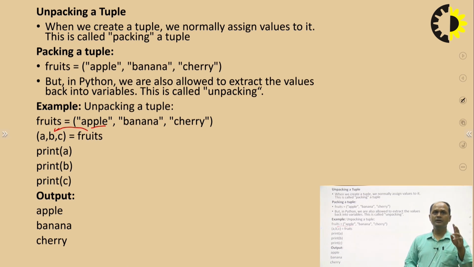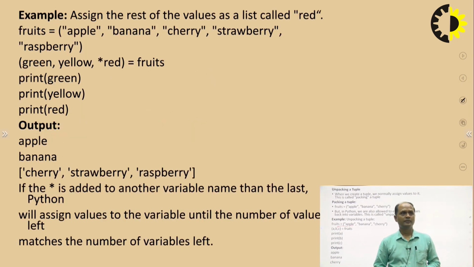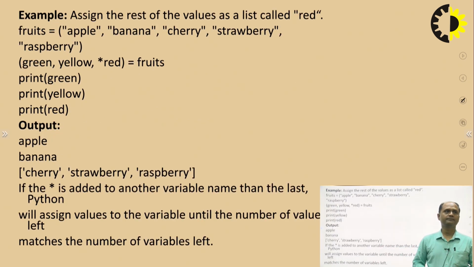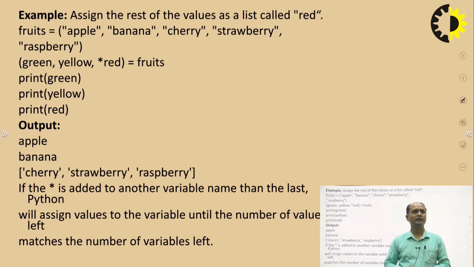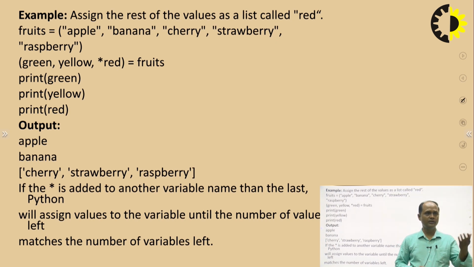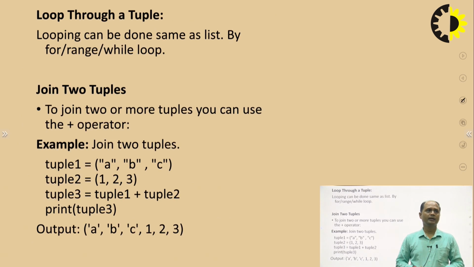This facility is given in Python programming for tuples. So this is called unpacking. Suppose we have assigned the rest of the values to a list called red. This is another example, adding a particular data item.